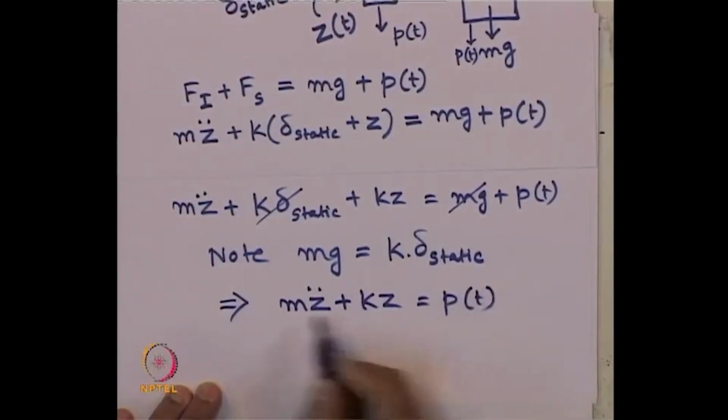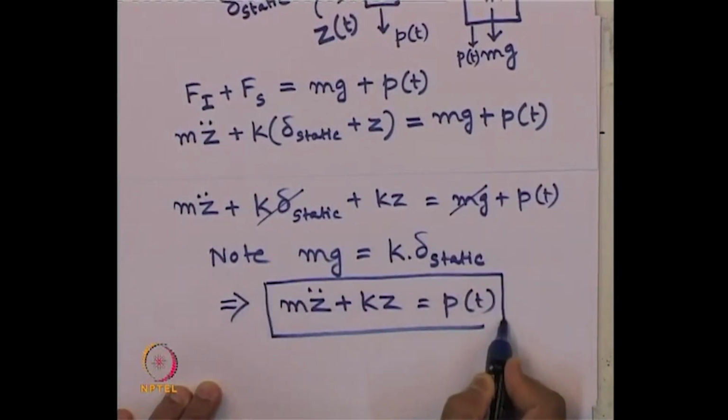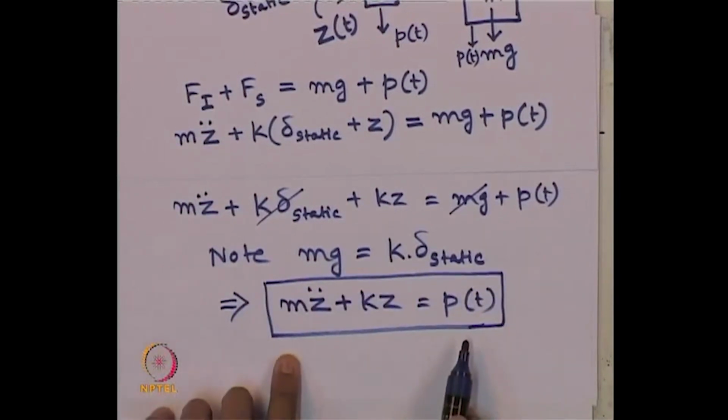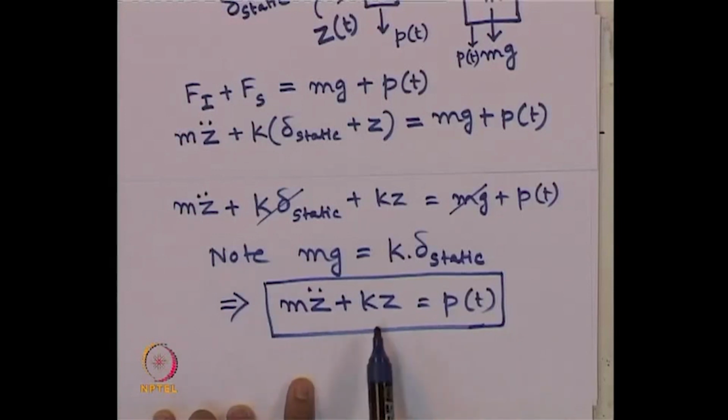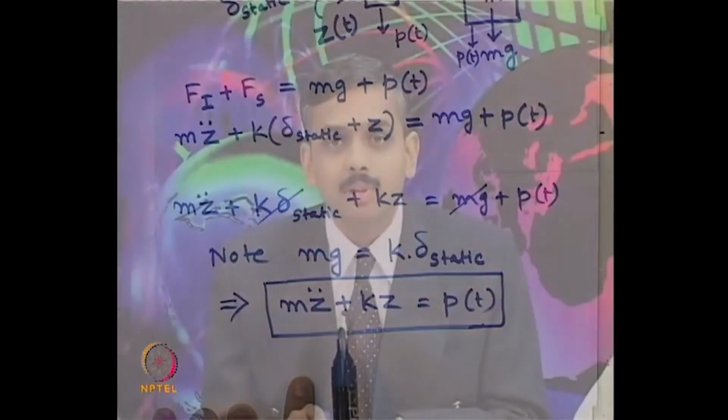So, we can see that the dynamic governing equation of motion remains exactly the same as in the horizontal vibration case. In this case, we have to remember that z denotes only the dynamic component of the displacement. If somebody wants to compute the total displacement, they must add the static component of displacement to this dynamic component. Otherwise, the dynamic equation of motion remains the same in any case of vibration, whether it is horizontal vibration, vertical vibration, etc.